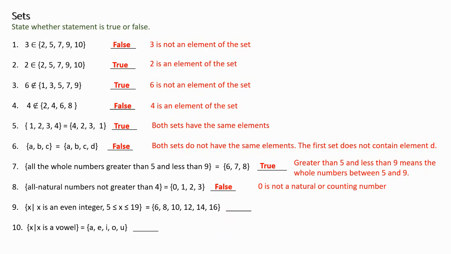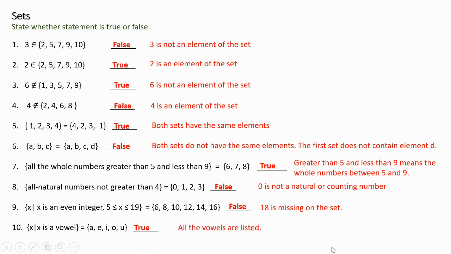Number 9. The set X such that X is an even integer between 5 and 19. We have 6, 8, 10, 12, 14, 16. Is that true? I don't think it is because it's missing the 18, so it's false. 18 is missing in the set. Number 10. The set X such that X is a vowel, which is true because A, E, I, O, U are all the vowels, so that's true.